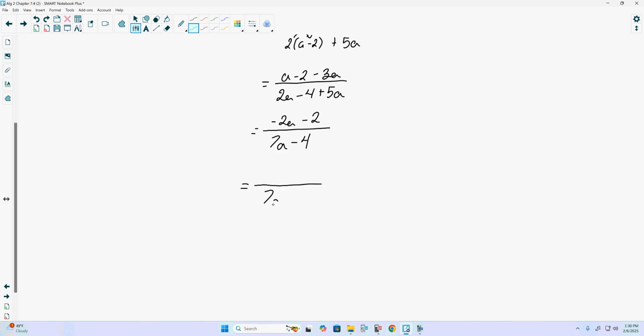Now, the 7a minus 4 won't simplify. They won't combine. They're not like terms. There is no greatest common factor. There's nothing we can do with it. The negative 2a minus 2 does have a greatest common factor of negative 2. We could say 2 or negative 2. I pulled the negative 2 out because it gets our variable to be positive. But that's it. Questions on any of this here?